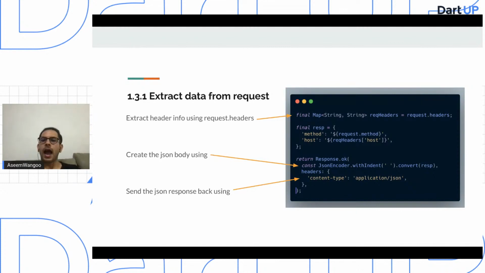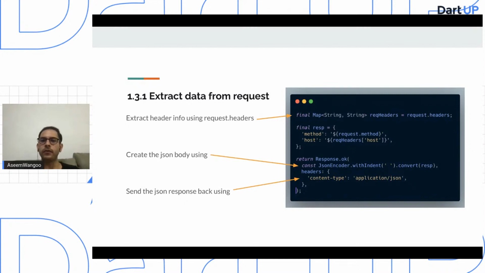So as we saw previously from the handler, we get this request parameter. For extracting header information, we can use the headers method from this request parameter. request.headers returns us a map of string. So from this map, we can extract the desired keys or the values. In the next line, we create a response, and this response is also of type map.